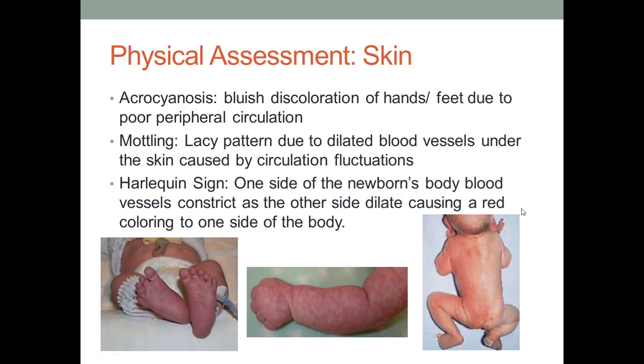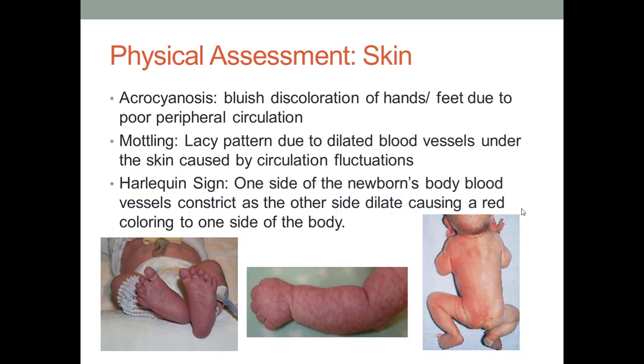So now we get into a little bit more. Acrocyanosis. This is basically a bluish discoloration of the baby's hands and feet, their extremities, due to poor peripheral circulation. Their circulation is going to the important parts, the trunk, like the heart and all the organs, but there's poor circulation out to the arms and the legs.